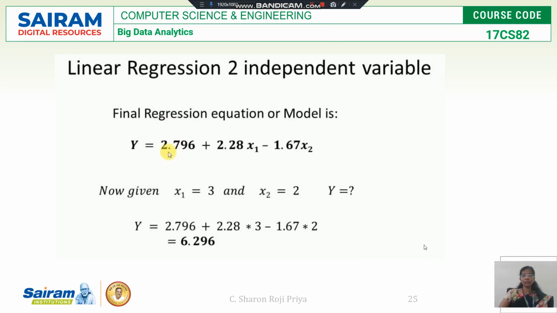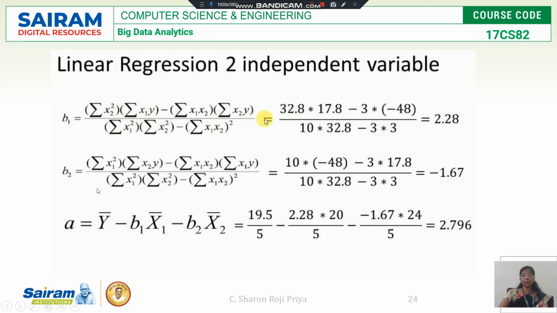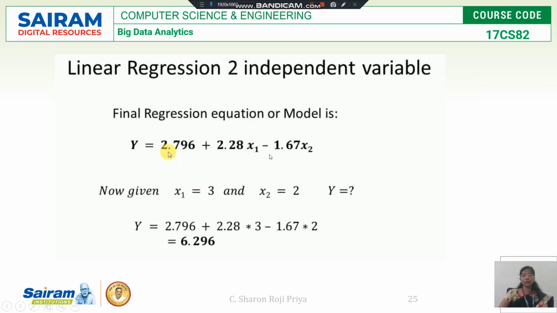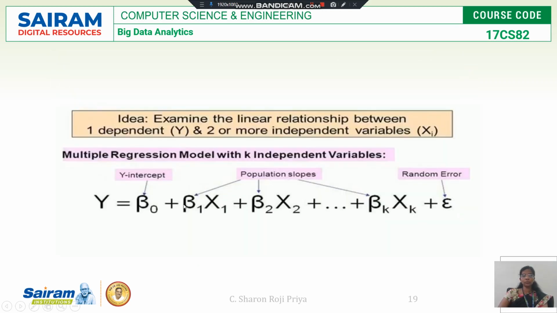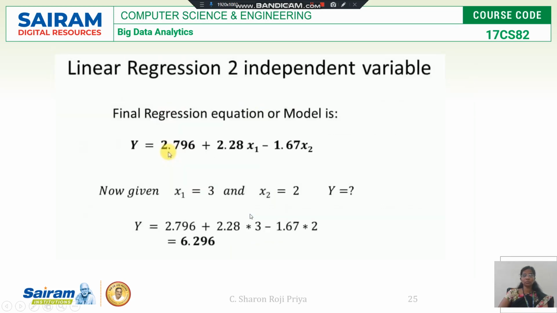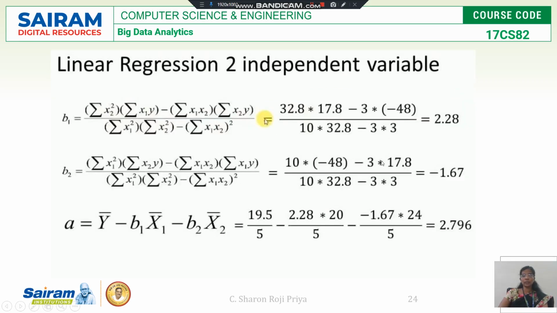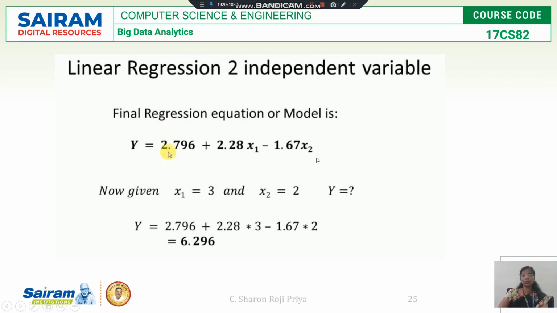And you can check here, the b2 value is minus 1.67. So here we got this y. What is y? I'll show you the formula. Y is equal to the y intercept plus b1x1 plus b2x2. Since b2 is negative here, it is minus b2x2.